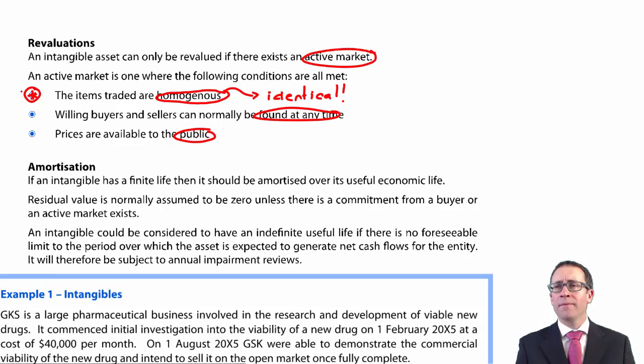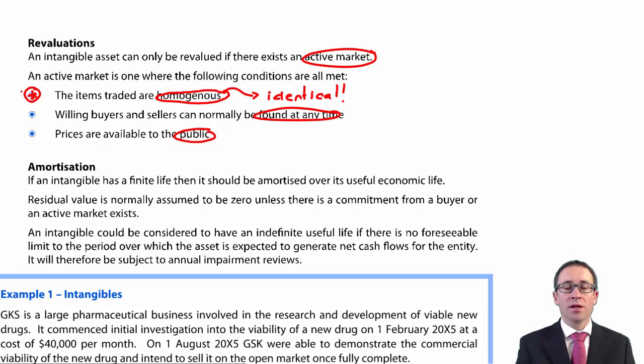There are some that are out there: fish quotas, milk quotas. They are identical because it gives you a license to be able to fish in a particular area for a particular amount of fish. There's markets for it, and you and I, if you wanted to set up your own fish business, could buy that license.